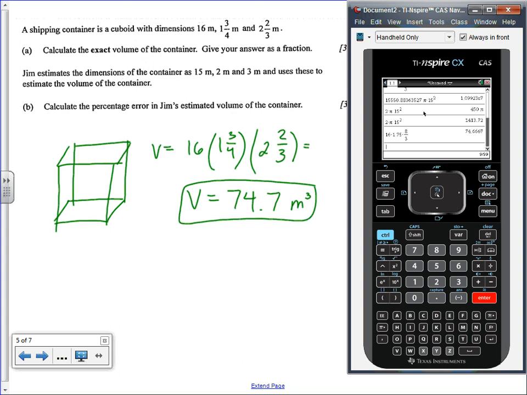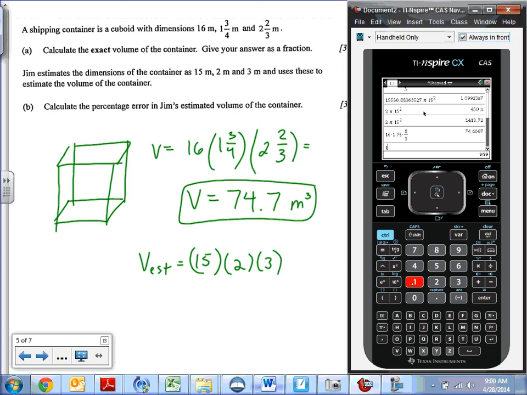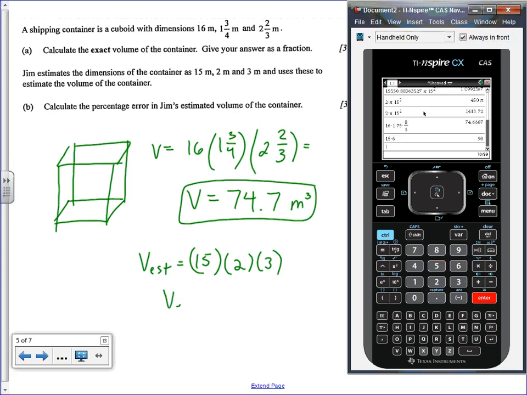And then the next part asks you to apply some estimation, some percent error. Jim estimates the dimensions of the container are 15, 2, and 3, so he's rounding the measurements. He uses those to estimate the volume of the container. So what would his estimated volume be? 15 multiplied by 2 multiplied by 3. 90. His estimate for the volume is 90 meters cubed.